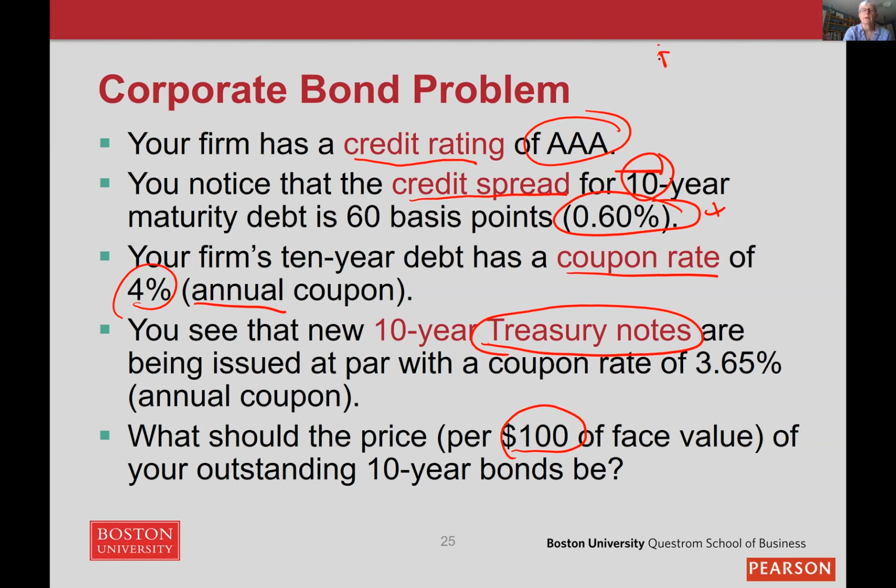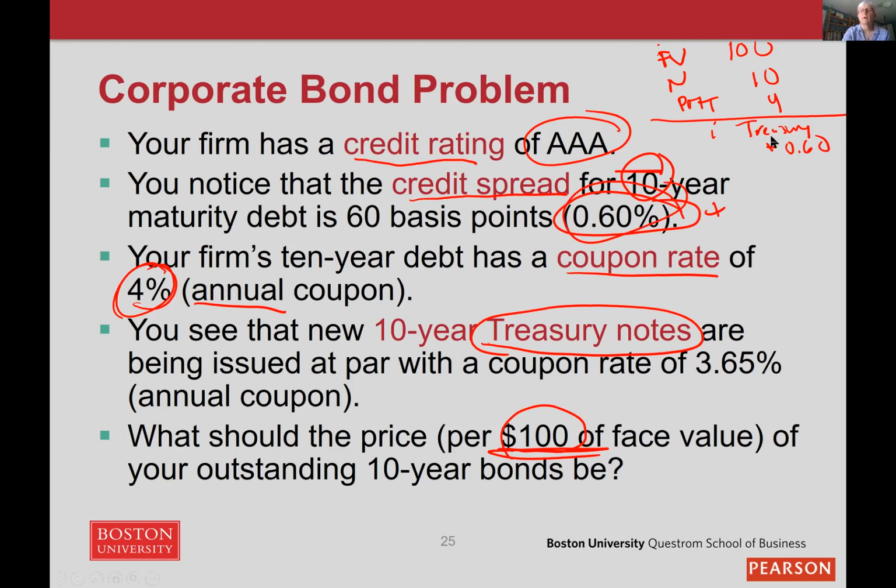So our future value is 100. N is 10. We have a 4% coupon, so our payment is 4. That's all pretty straightforward. You already know how to do that. The new thing is that you need to figure out I. So I is going to be the risk-free rate, so I'll write treasuries plus 0.6.